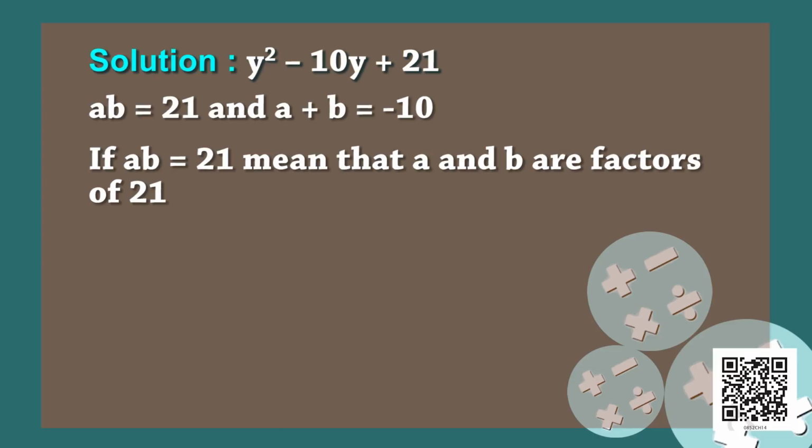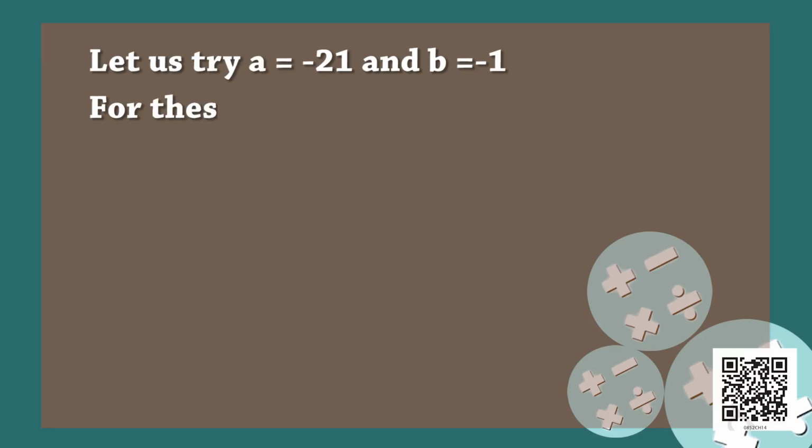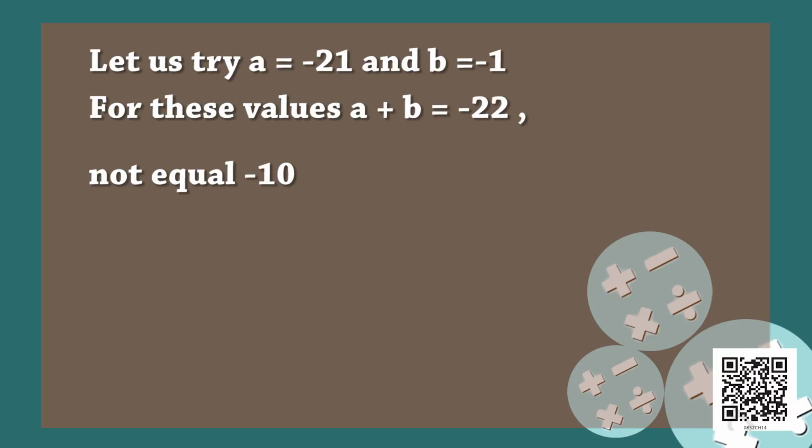Note that their product must be 21 and their sum must be minus 10, which means we have to take both the terms as negative. So, let us try a is equal to minus 21 and b is equal to minus 1. Then for these values a into b is equal to 21, but a plus b is equal to minus 22, which is not equal to minus 10.